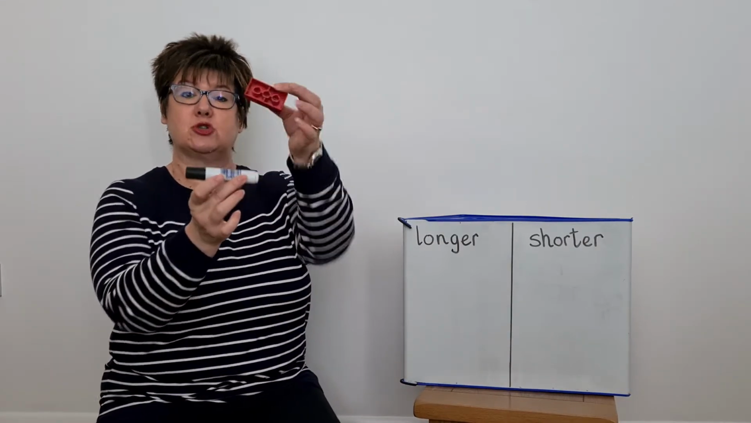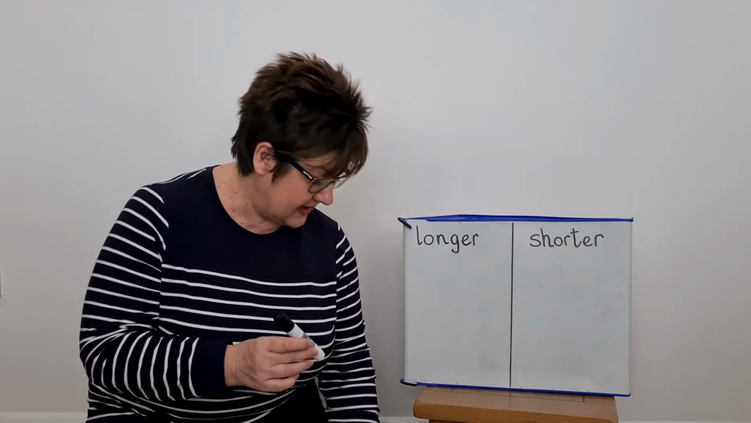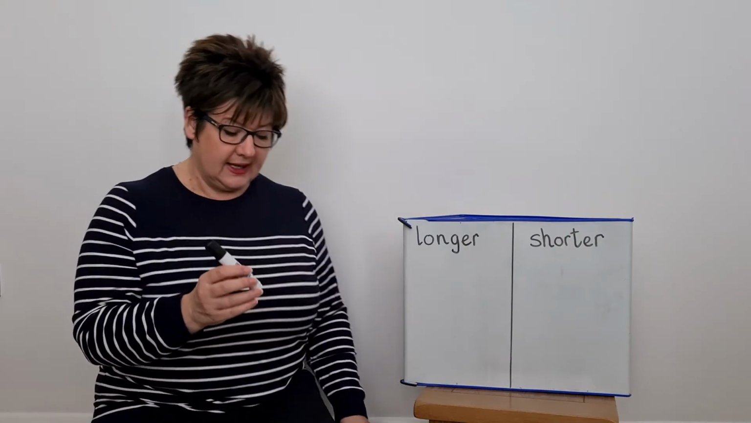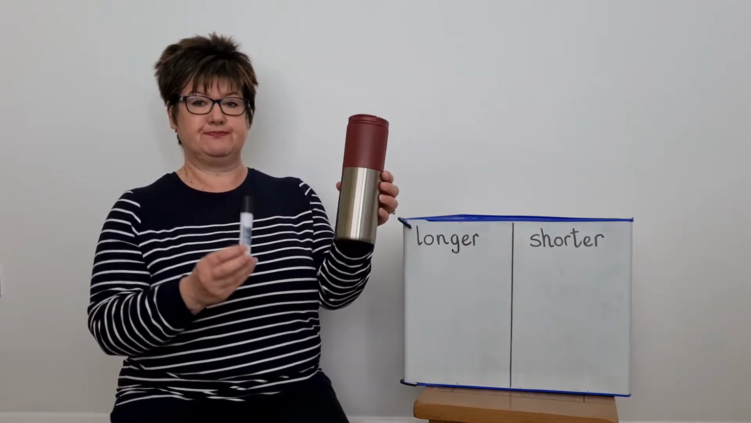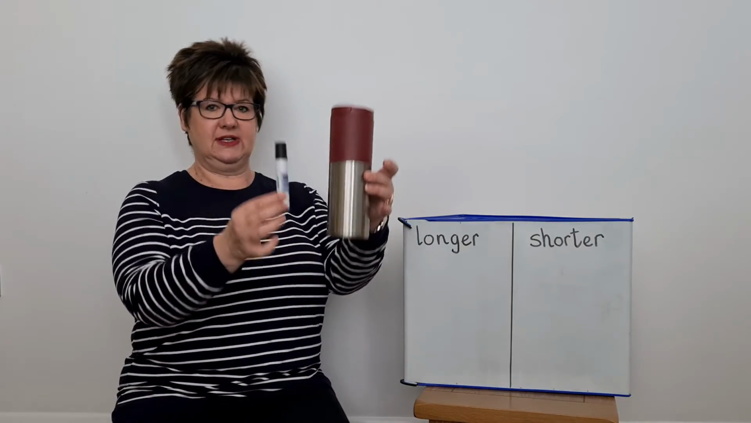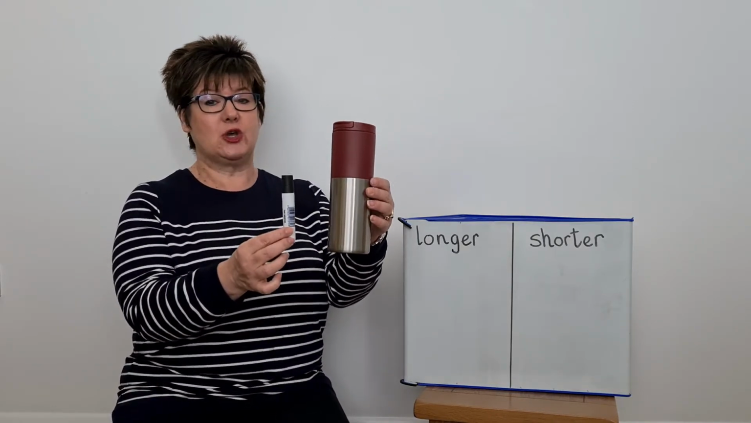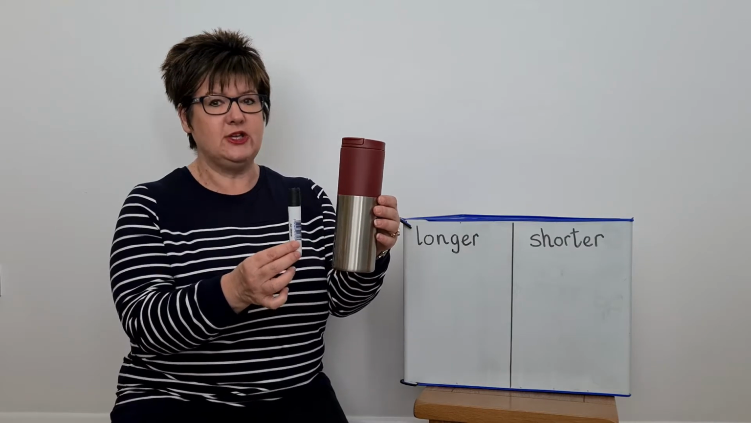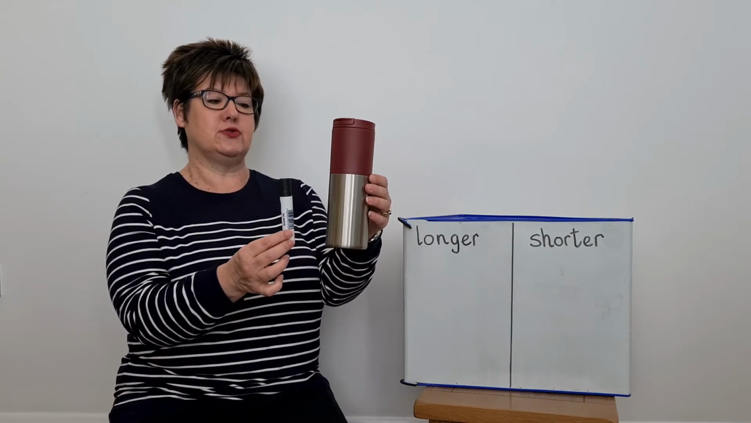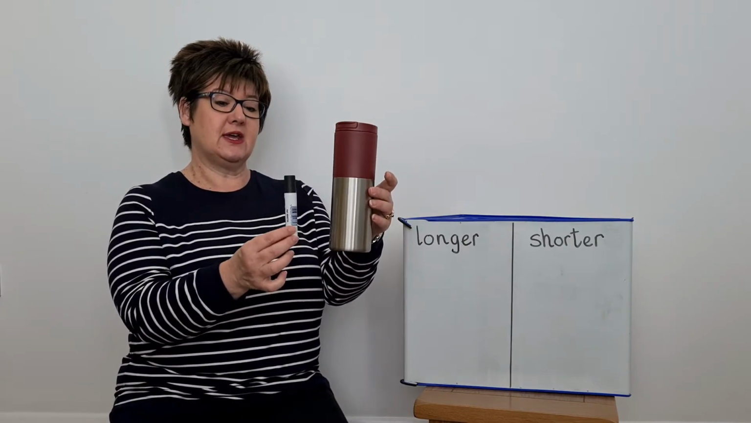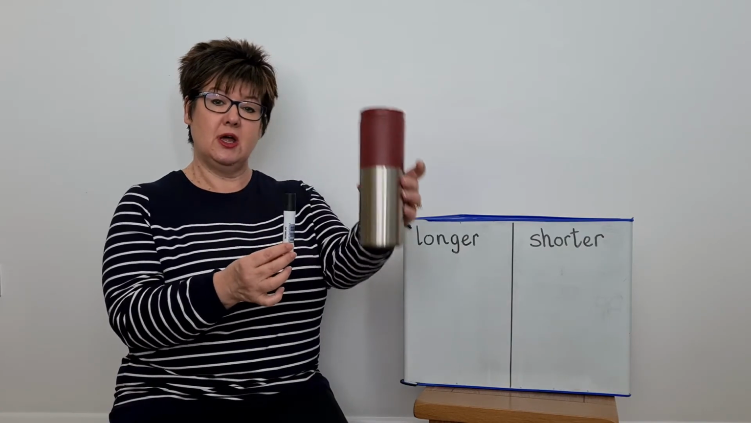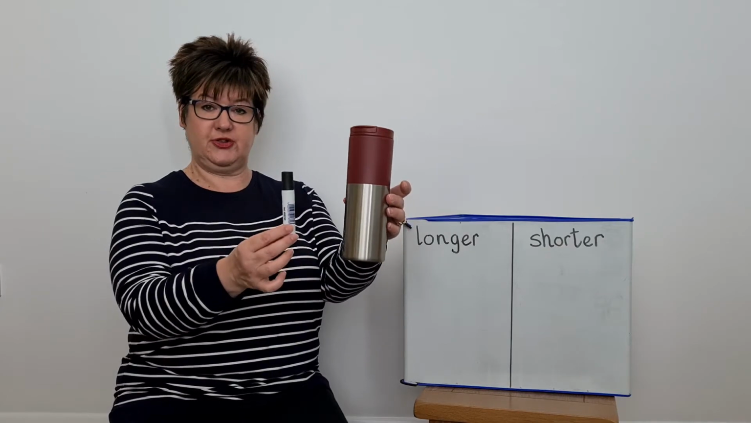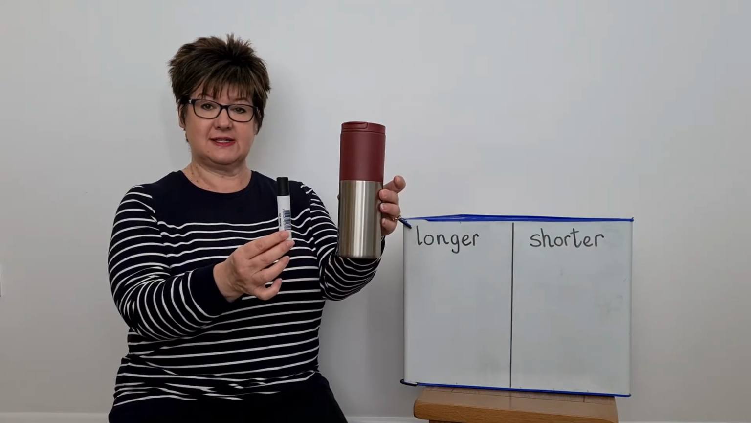So grown-ups, I'm sure you'll help your children to do that. Let's try another one. Let's choose my drinks cup here. Now then, again, you could have a little guess before you start. We call that estimating, when you make a guess before you do your measuring. Do you think my pen is longer or shorter than the drinks cup? What do you think? Make your guess.